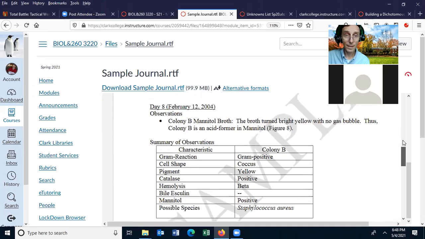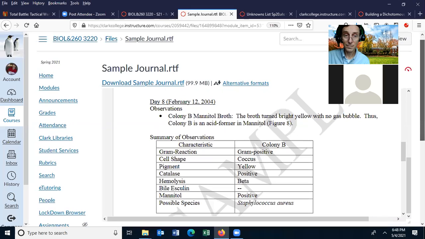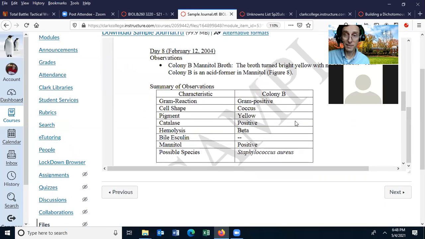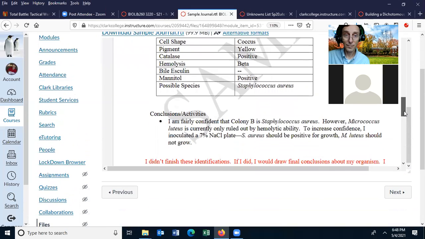Here we go. February 12th. Observations. Summary of observations. Activities that he did in the day, and I don't know why he's got the conclusions in with the activity.